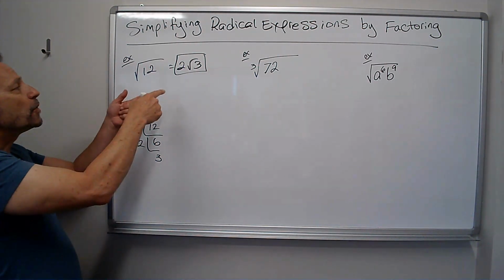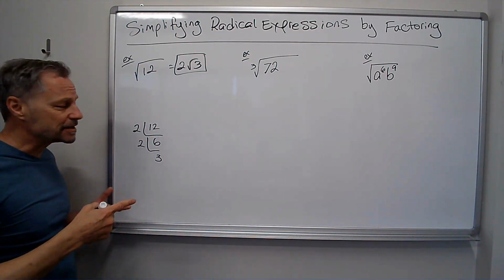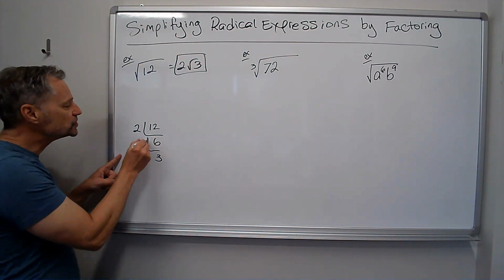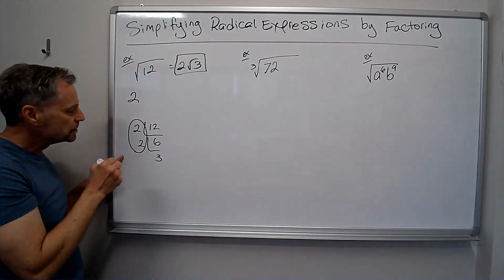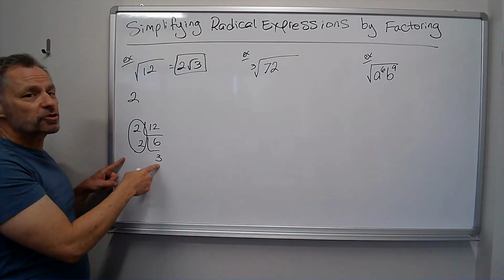Well, in order to come outside, I need 2 of something. Oh, I have 2 2's. That comes outside as one group. The 3, there's only one of them, so it stays in.